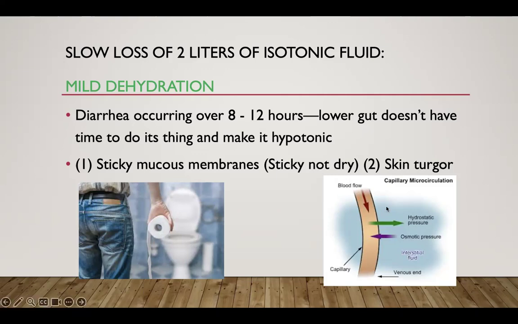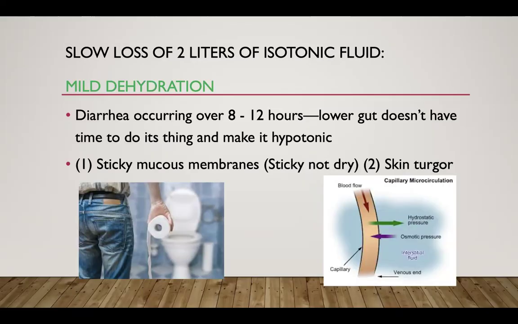So what causes this? Diarrhea occurring over 8 to 12 hours. She talks about the hypertonic in your colon, and then you have the isotonic fluid, and then hypotonic in your mouth, isotonic, hypotonic. I think the general principle there is just knowing that with diarrhea, it's a faster process of the stool going through your body. Normally your body and your large intestine can make it hypotonic, but it doesn't have time to do that. So it goes straight from your small intestine to out of you. And so it's isotonic that's leaving your body. That's why you're losing 2 liters of isotonic fluid.